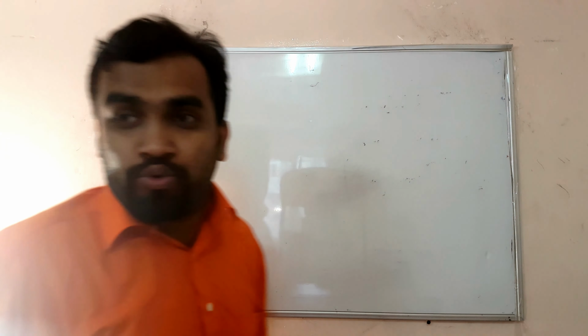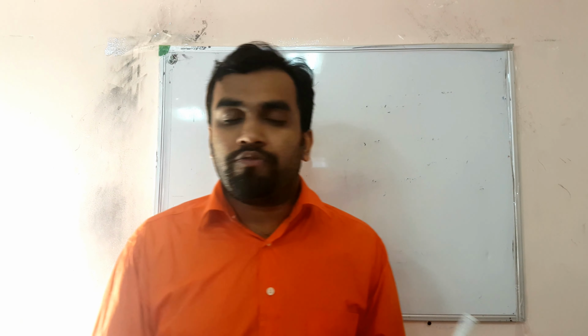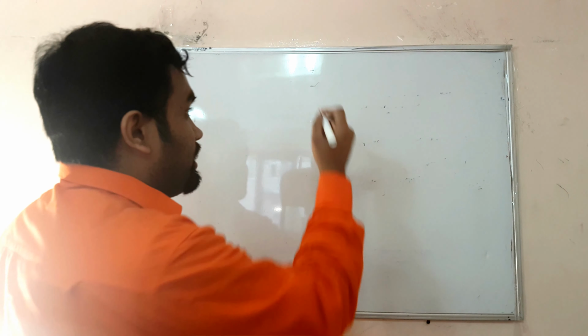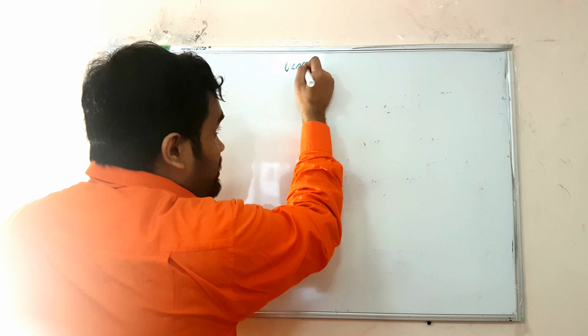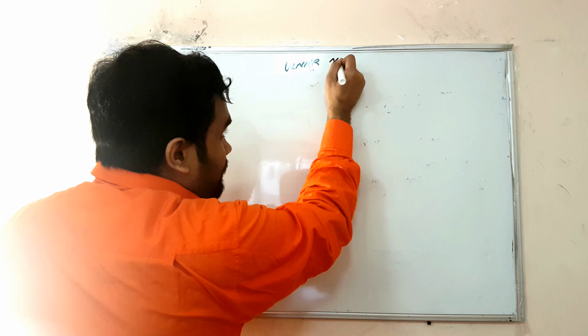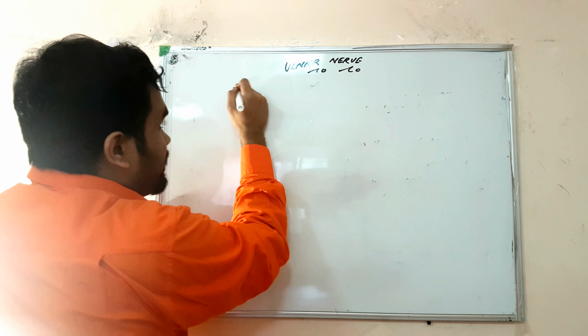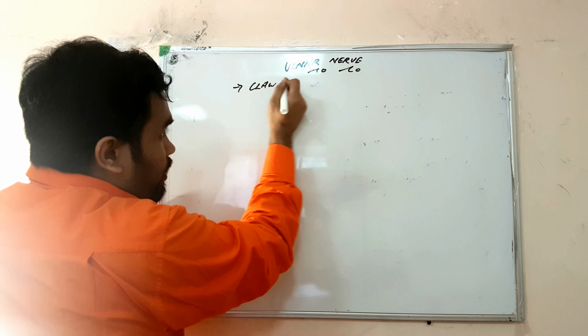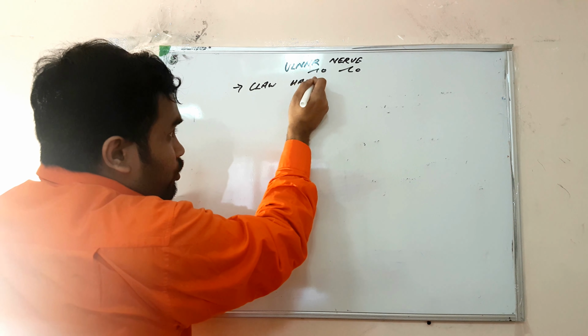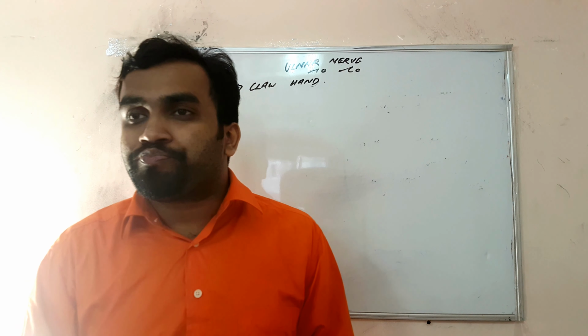Guys, we will now study the individual injury to each nerve. First, we will study the ulnar nerve. You know, the ulnar nerve, the root value is C8-T1. Ulnar nerve injury causes a condition known as what? Claw hand. You already know it.